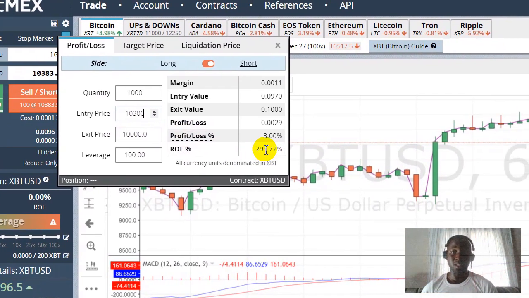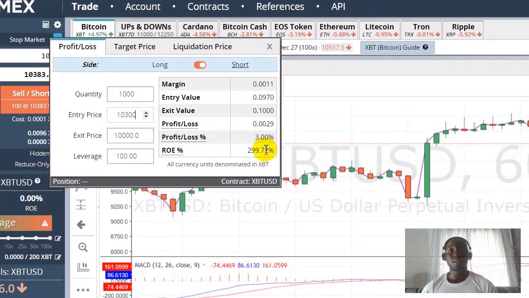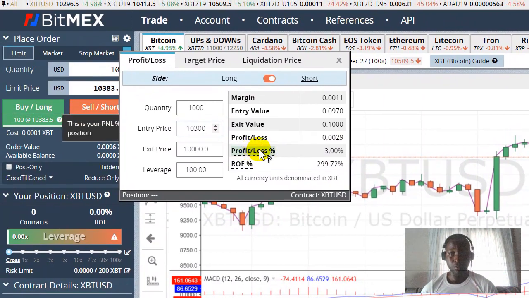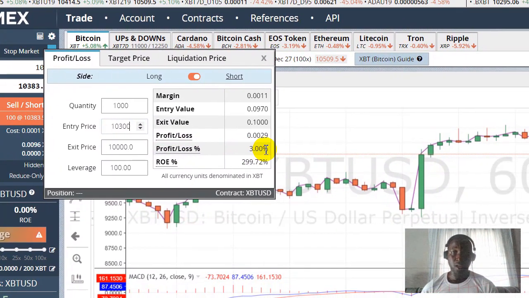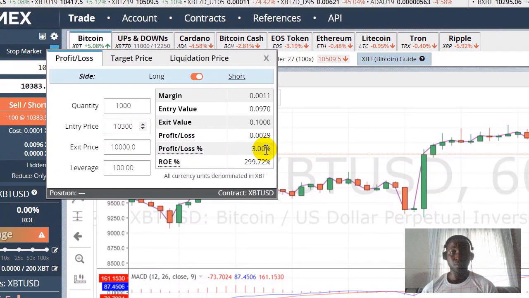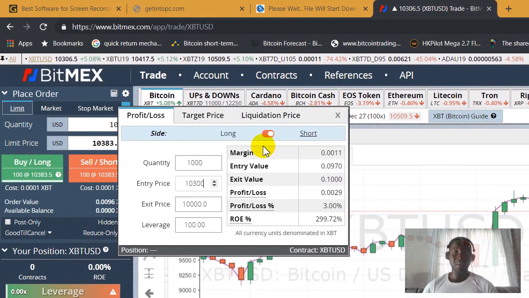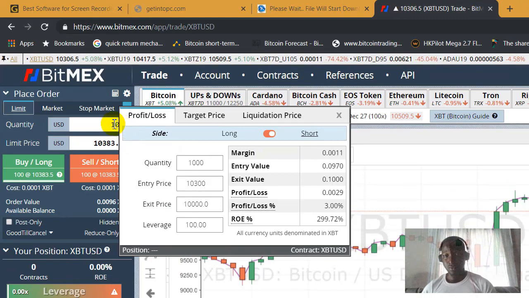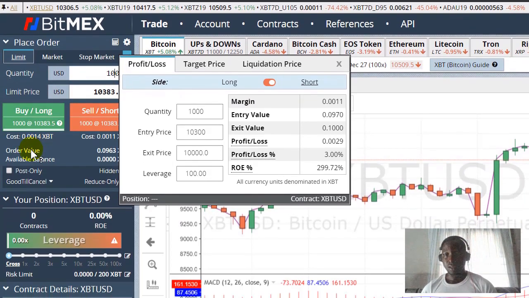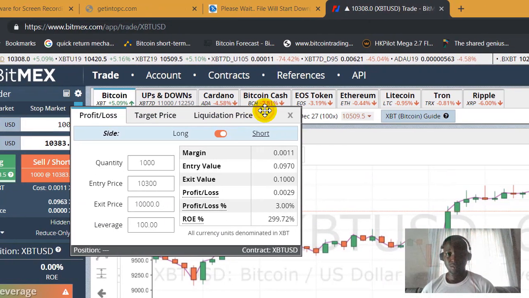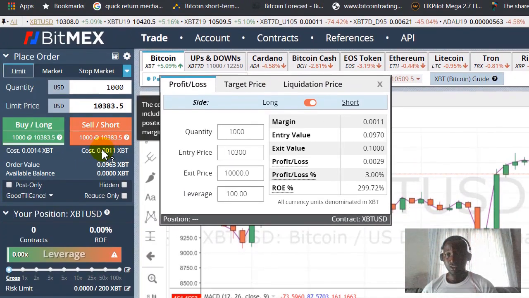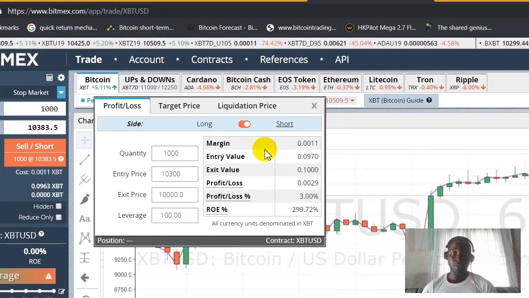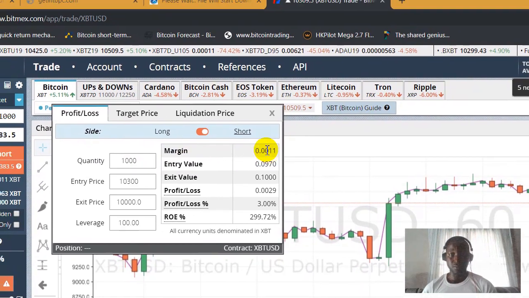Now you can see if Bitcoin goes according to my plan, from 10,300 to $10,000, then I'll be earning 299.72%. Now if you look at the profit and loss, normally I should be earning 3%. Now look at the margin I inputted. Let's say entering $1,000, the cost of shorting is 0.0011 XBT. That is what I'm having as my margin.